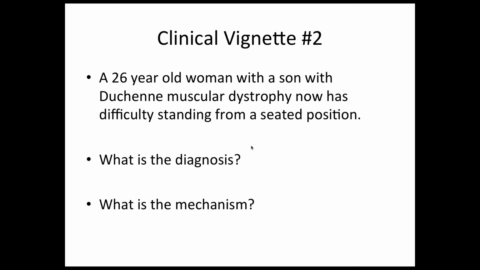Alec, is that the woman who's having trouble getting up, or the son? The woman is having trouble. Oh, okay. The son, of course, is going to have trouble. Alec, is this one X-linked autosomal dominant case? No, it's a normal Duchenne's, meaning it's X-linked recessive.